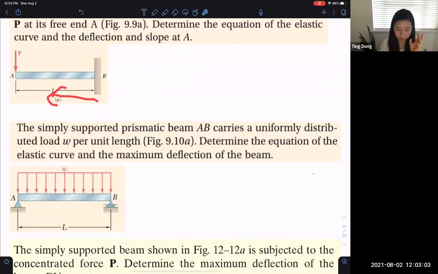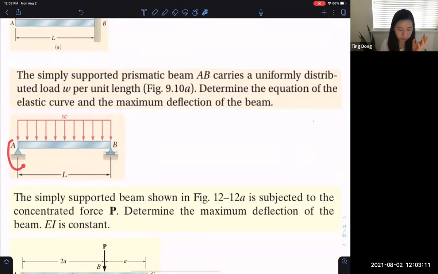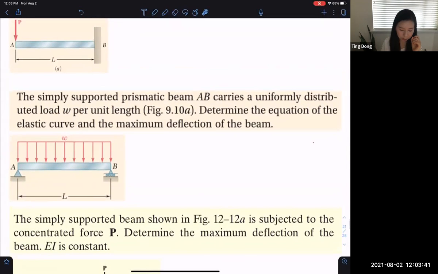Or if you define the x direction in this way, then x equal to 0, depending on what x-axis you want to use. And for this one, since it does not constrain the rotation, the only boundary condition I can put at point A is, let's say this is the x-axis, x equal to 0, y equal to 0. But we don't know what dy/dx, the rotational slope, is here, because it's free to rotate. It can bend like this, right? Same thing here. So for the two boundary conditions, at this point y equal to 0, and at this point y equal to 0.